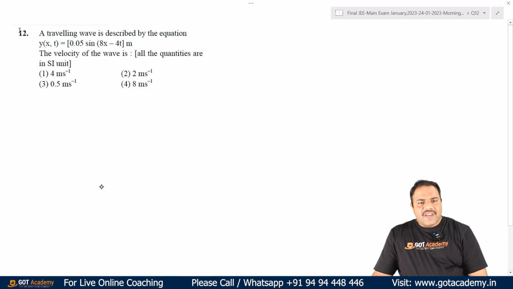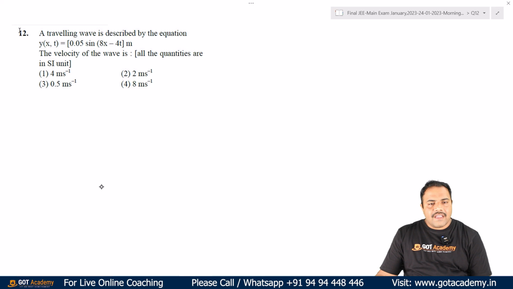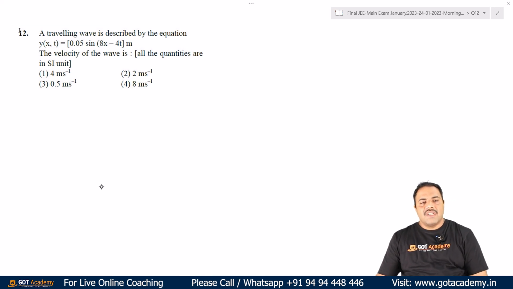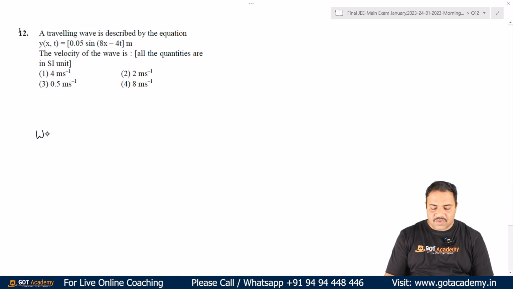Okay, students, it was very clear from the given question that a traveling wave is described by the equation y is equal to 0.05 sine of 8x minus 4t. So, he is asking about the velocity. It was very clear that this question is from the waves chapter. Which chapter is that? Waves. If you read the question, you could understand that because it was given here: wave.